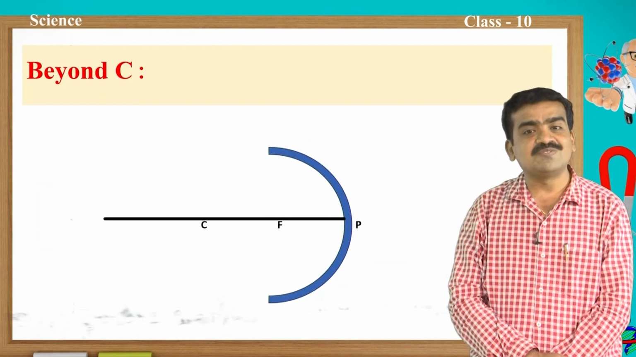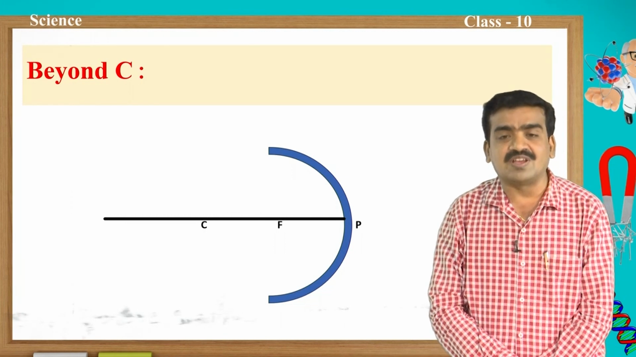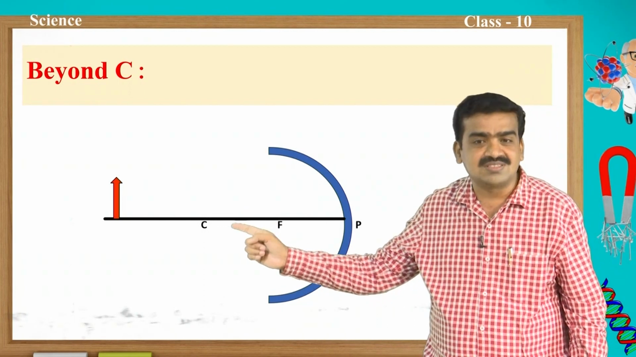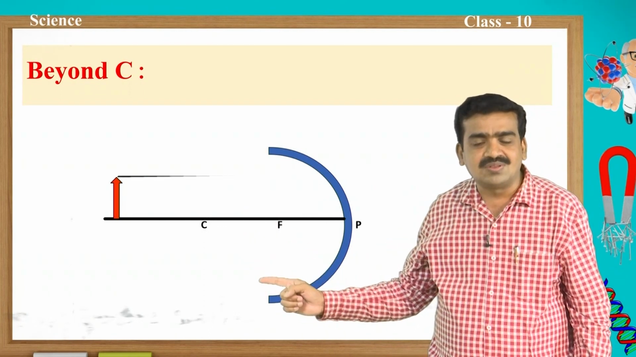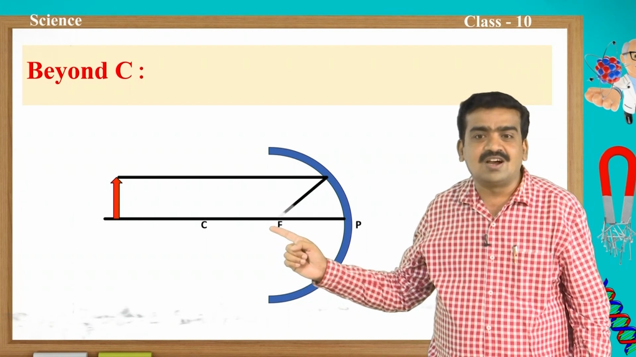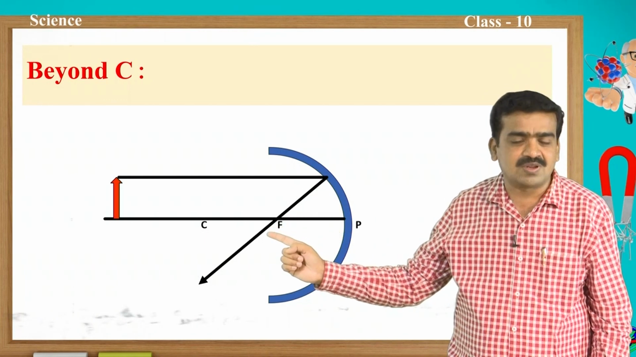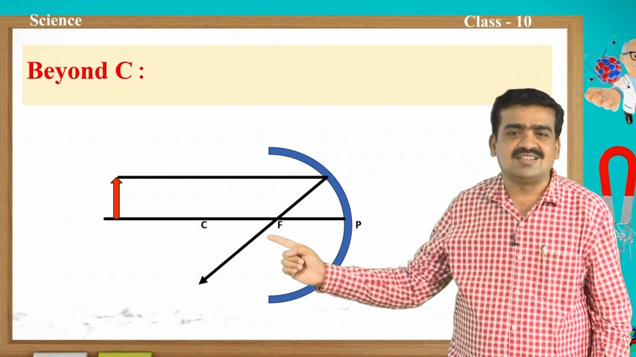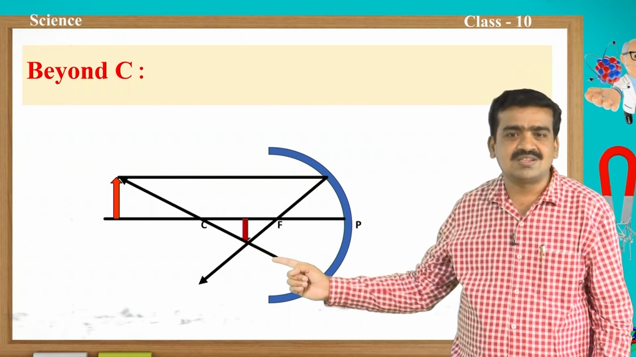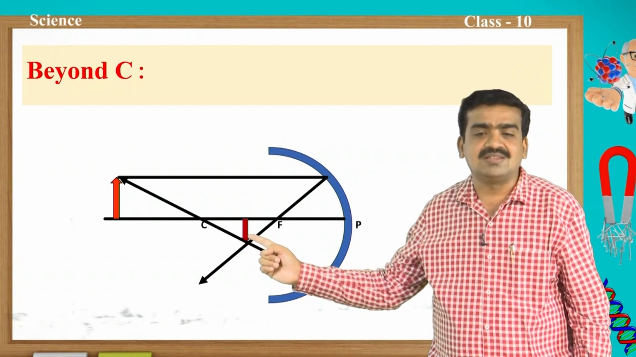Now, what happens if we place the object beyond C? Here, beyond C means beyond the center of curvature. If you place the object beyond C like this, the ray moves parallel to the principal axis. After reflection, the ray passes through the principal focus, and another ray passes through the center of curvature. They meet here, that is, in between C and F.